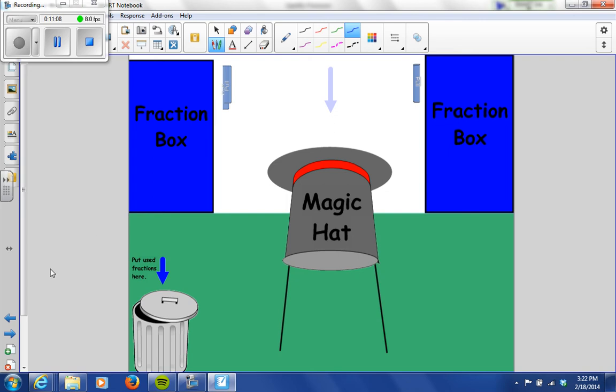Okay, let's try another one. How about this one? All of them are shaded. Let's count how many total pieces I have. That's going to be my whole number. How many of them are shaded? That'll be my numerator and my top number. And we should have 3/3, which is 3 out of 3.